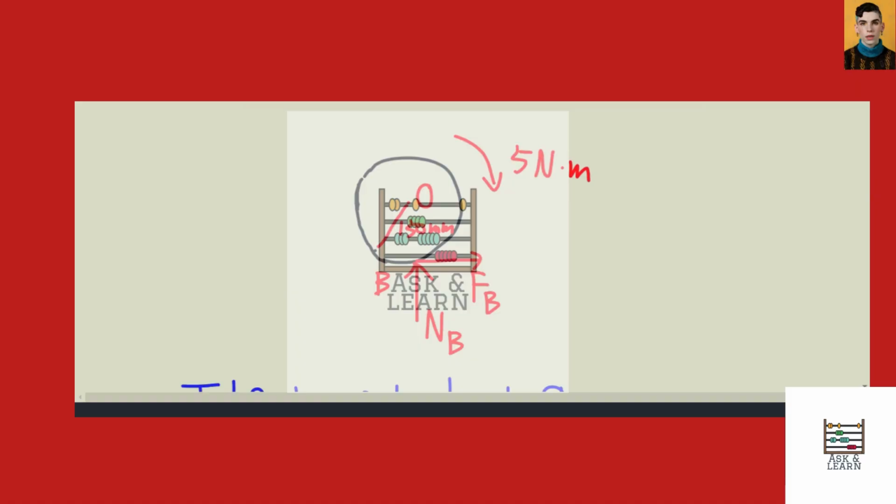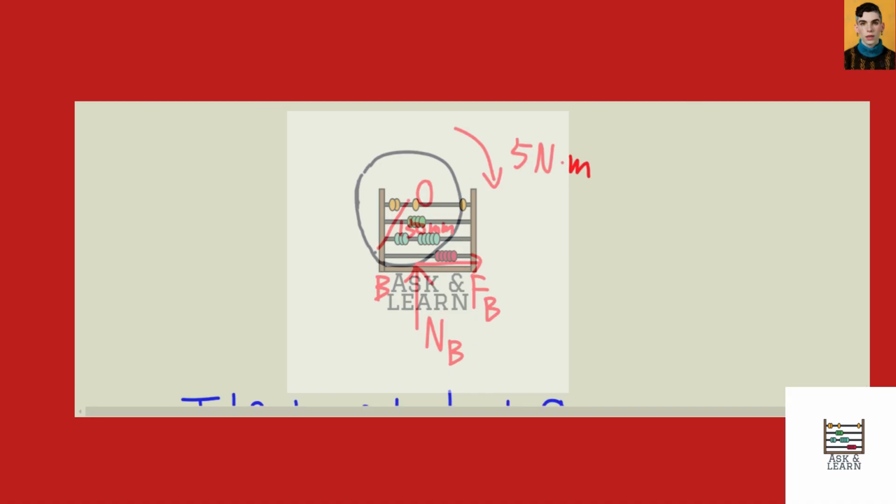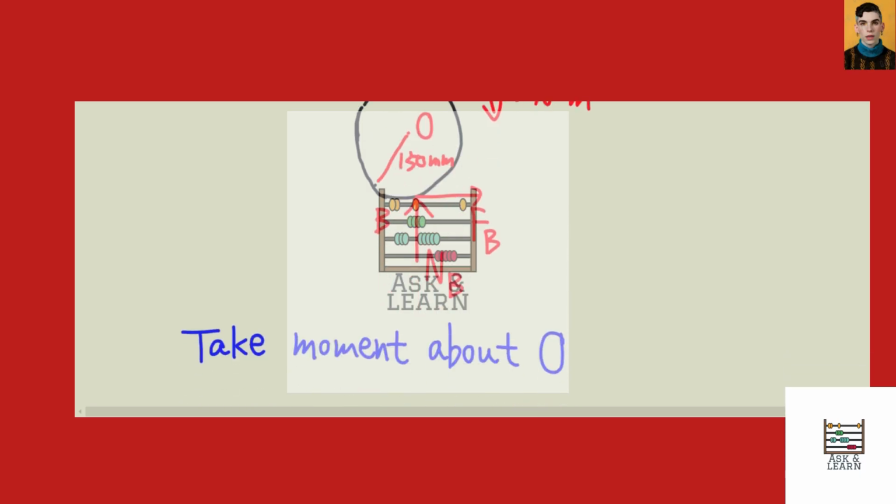Okay, so for this question, let's determine the least amount of force on the brake that can hold the wheel stationary. So this is the free body diagram for the wheel. So now let's take a look at the moments about point O.